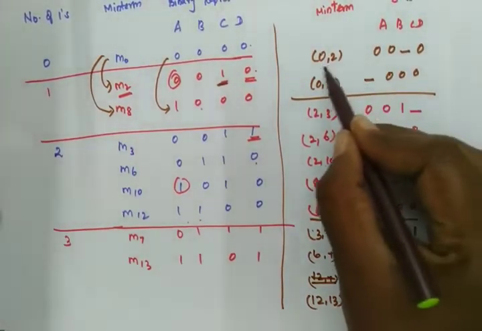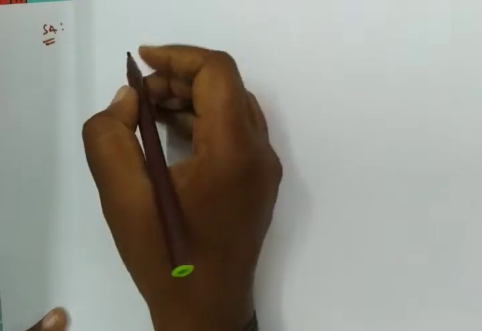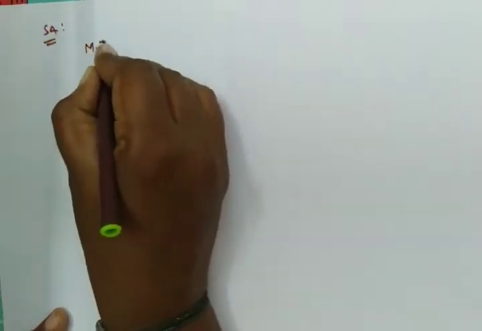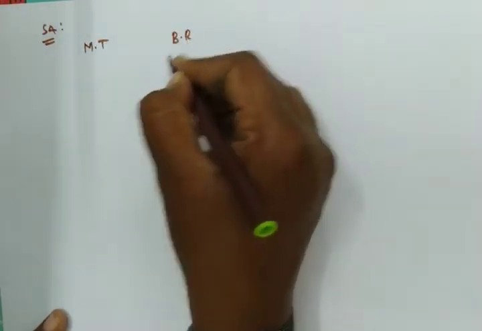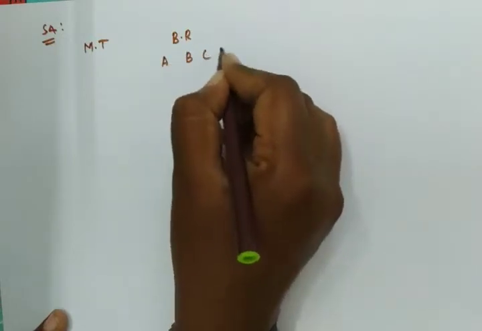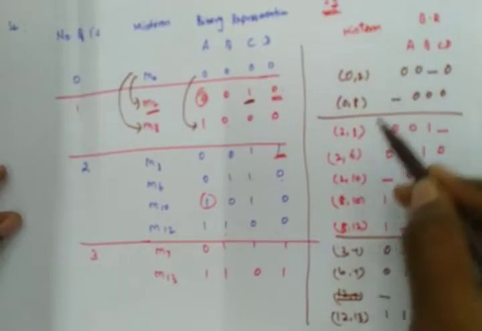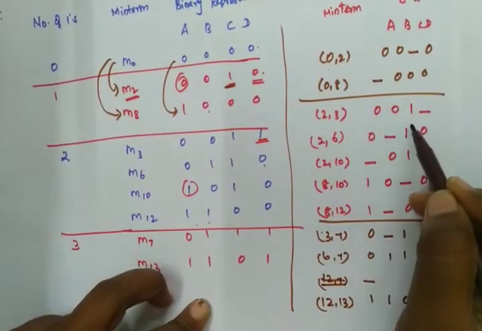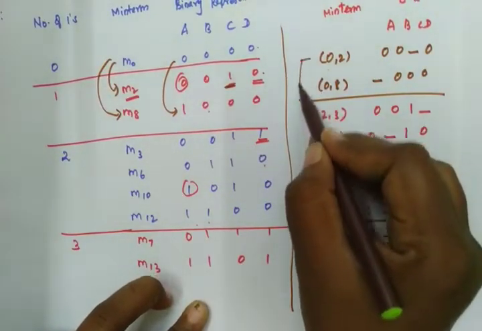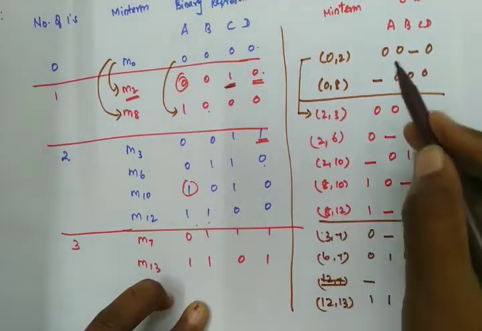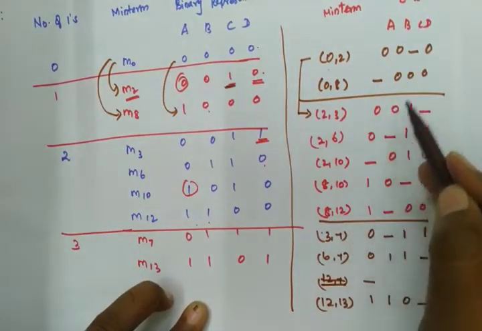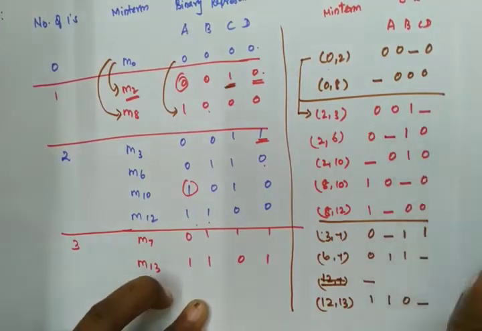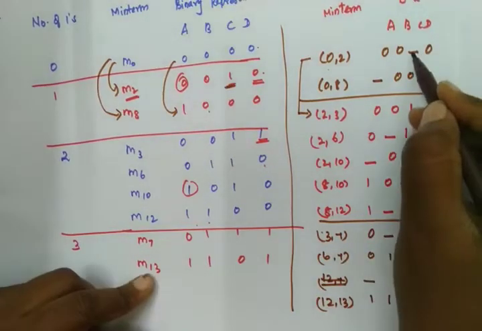Now compare this 0 to, again write this minterm and binary representation, that is A, B, C, D. Now compare this 0 to 2, 3. Again here we must have only one bit change. Here we have 0, 0 and here we have dash. So not possible. Check for dash first.